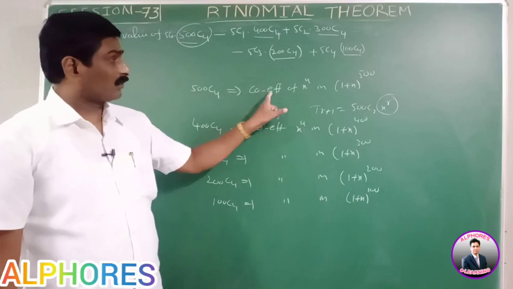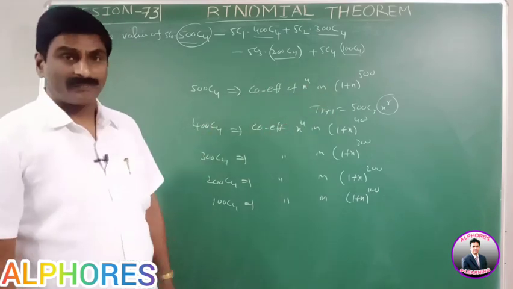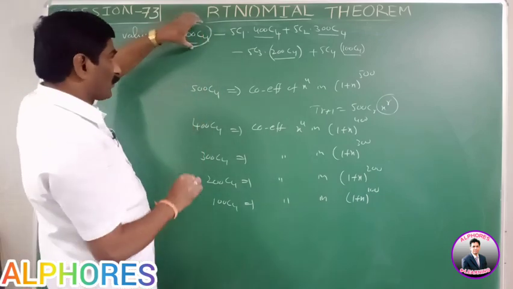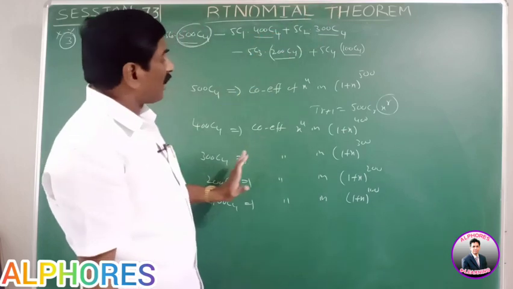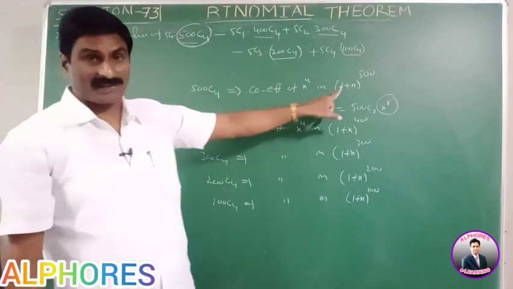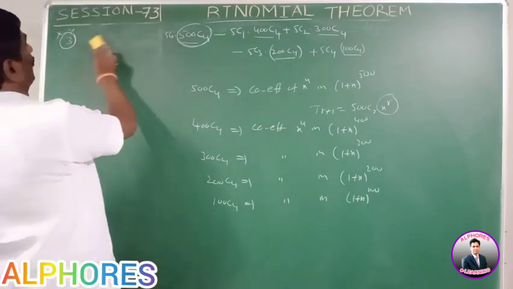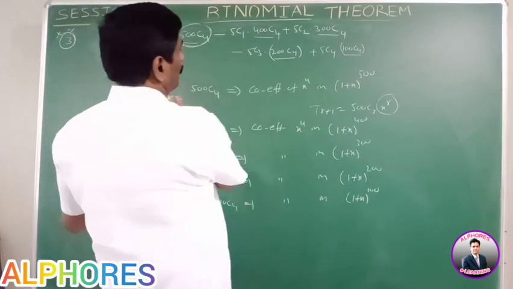500C4 is nothing but the coefficient of x power 4 in this expansion, 400C4 in this expansion. That means all of these are x power 4 coefficients in their respective expansions. Okay, please write that value. Next, now from the given 500C4 minus 5C1, write this value.